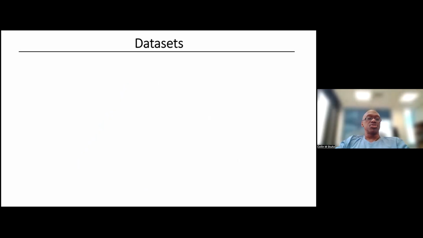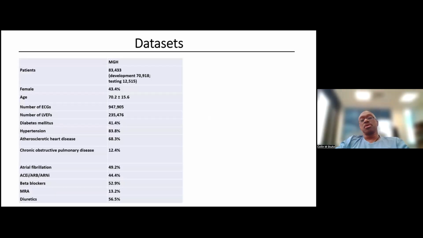So the data sets that we use here are a few. We have access to data from the Mass General Hospital. There are about 80,000 patients that we use both to develop and test. And these are some of the patient characteristics. And I think these data are always important because they help one appreciate whether the patients used for the development and testing of the method are relevant to ones that are seen in clinical practice. And I think that's the case in this setting.